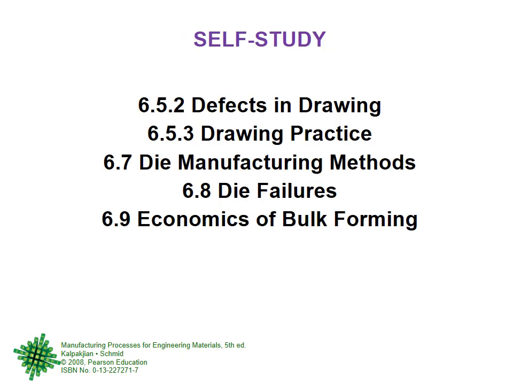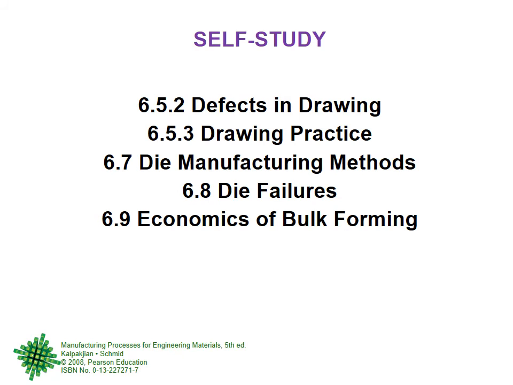This part now, the end of the chapter has these topics: defects in drawing, drawing practice, manufacturing methods of dies, die failures, and then economics of bulk forming. So you see, the first two are about drawing only, the process of drawing: what are the defects in drawing and what are the drawing practices. This is general for all, for forging, rolling, extrusion, drawing: die manufacturing methods, die failures, and economics of bulk forming. So these are very small topics which are about the whole chapter of bulk deformation, right?